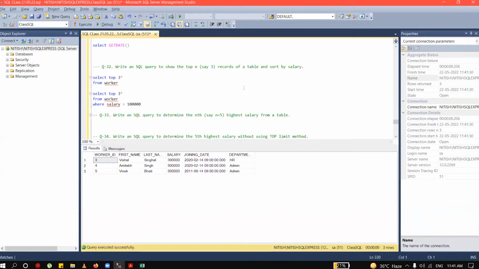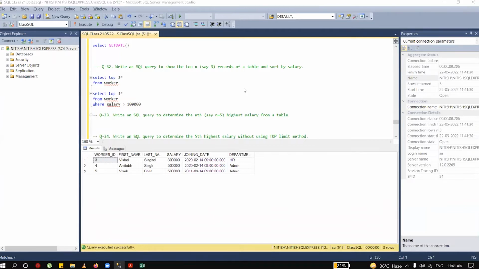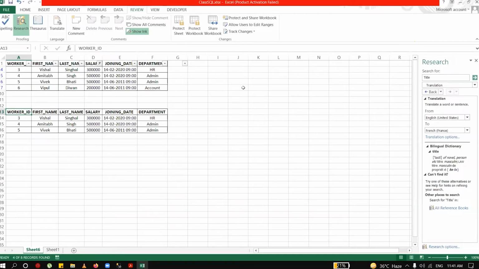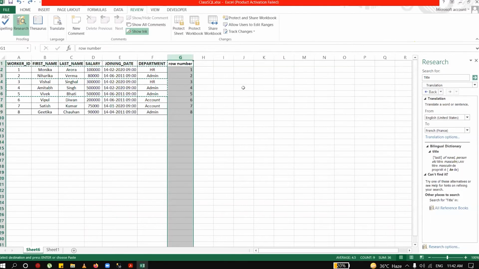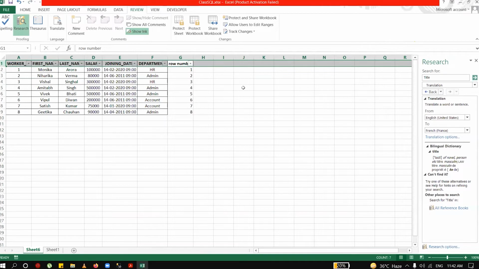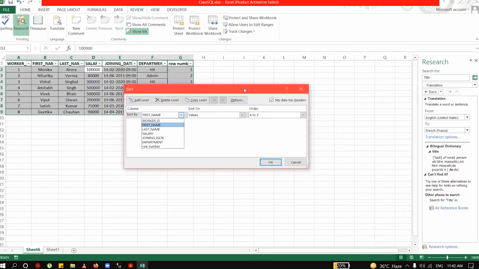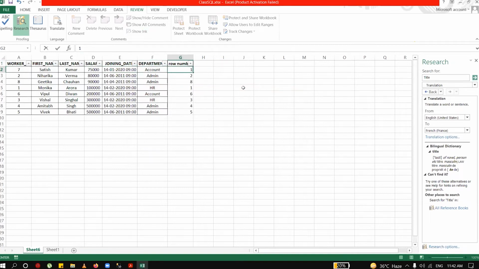So fifth highest salary. Now fifth highest salary, what does it mean? For this, again, you have to take help from the row number. First, I will get the row number on the basis of salary, order by salary. So order by salary, if I do, salary and over here one. This is a new row number which is on the basis of the salary. I'm looking forward to the fifth one.